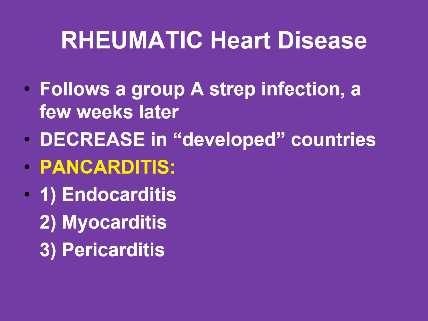Next, rheumatic heart disease. It follows a group A strep infection a few weeks later, but this has decreased well in developed countries. And you also have pancarditis, meaning the inflammation actually occurs in all layers of the heart: endocarditis, myocarditis, and pericarditis.